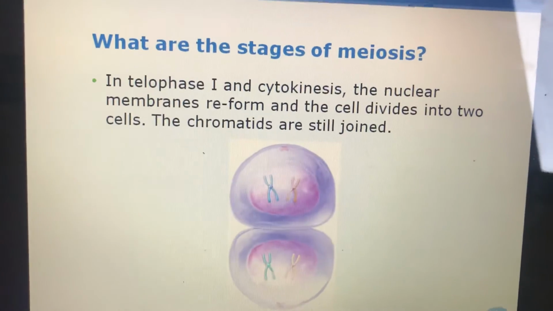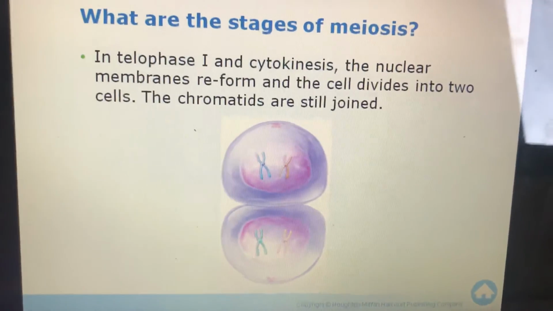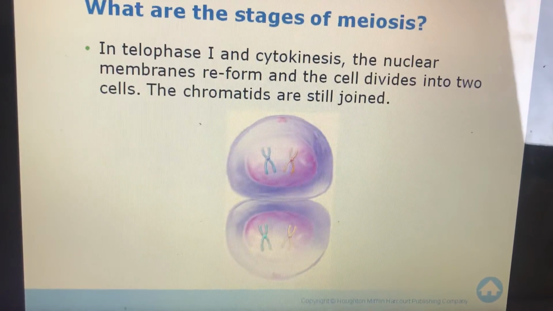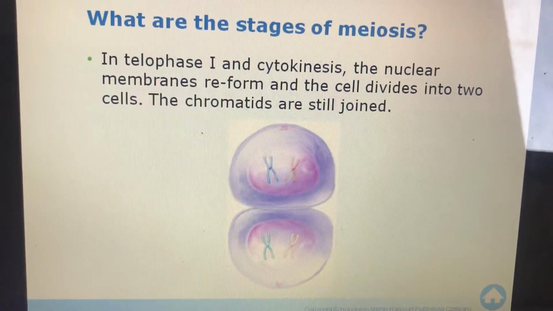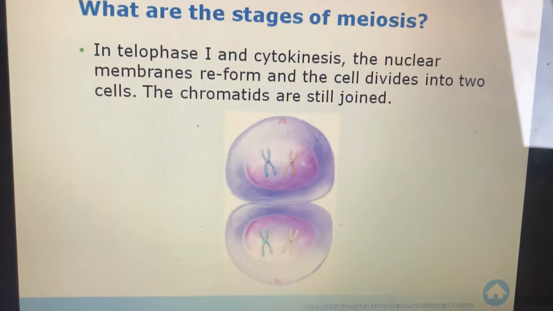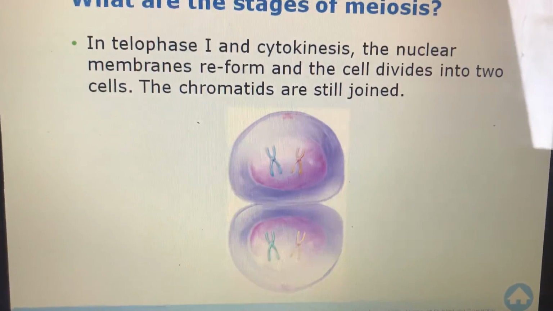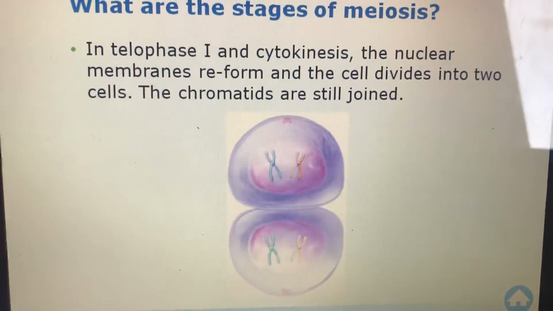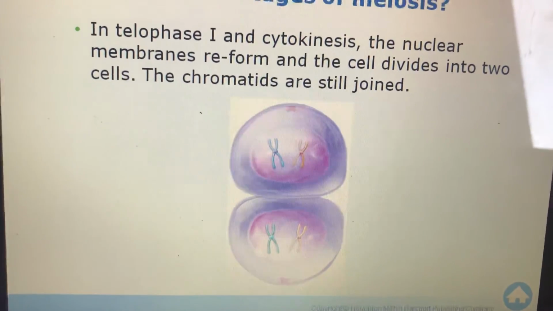And then you can see in telophase 1 and cytokinesis, I'm going to see the appearance of 2 cells. Each one is containing 2 chromosomes, and each chromosome is still made up of 2 chromatids joined by a centromere. So this is a difference between mitosis and meiosis.